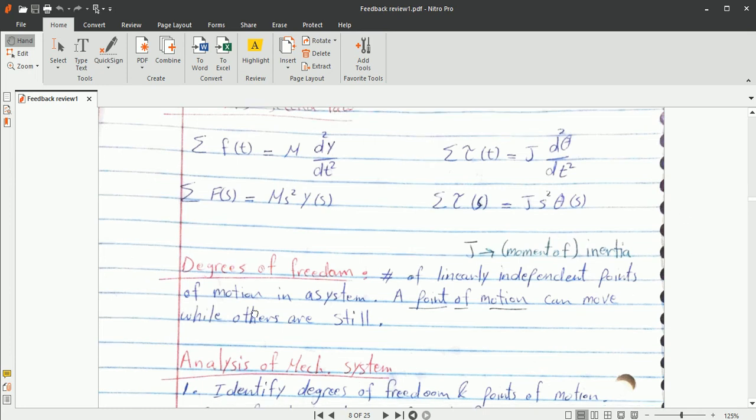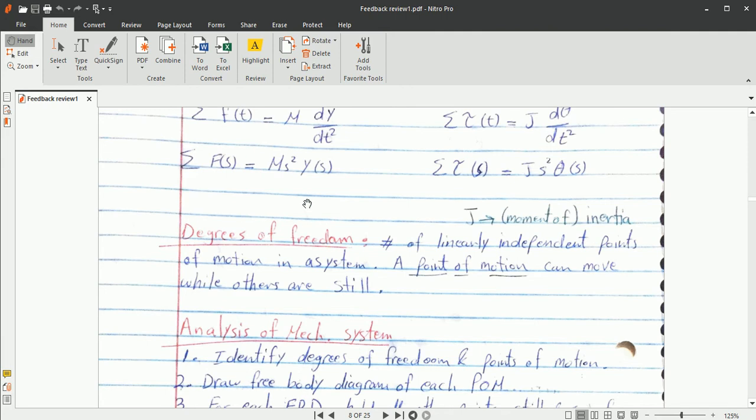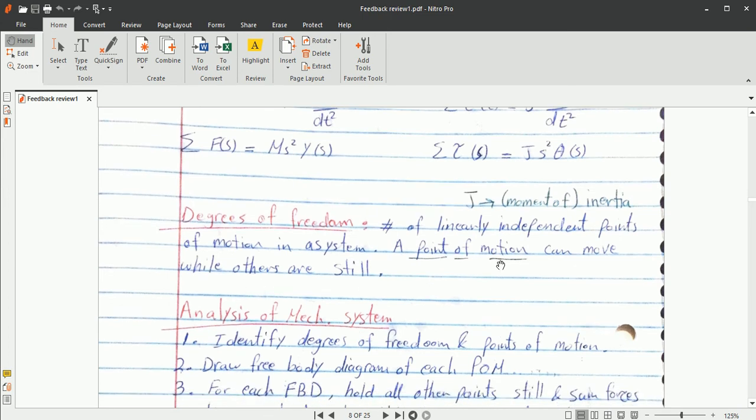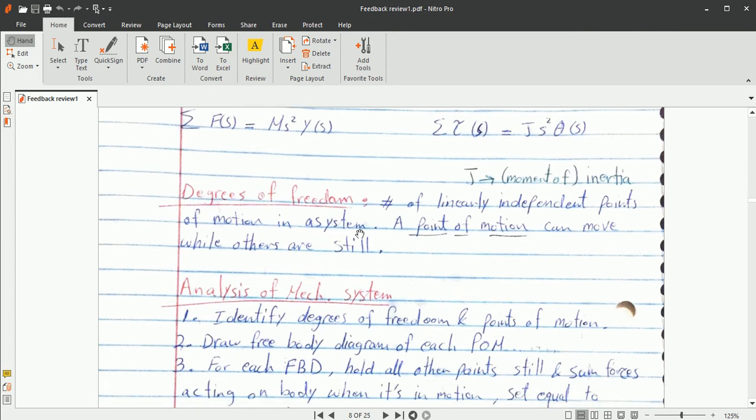So what are the degrees of freedom, or DOF? Degrees of freedom are basically the independent motions, like x and y are two independent variables. If you have a system in which you have two independent variables to describe the system, x and y, you have 2 degrees of freedom. And if you need 3 independent variables like x, y, z, you will have 3 degrees of freedom. So these are linearly independent points of motion in a system; a point of motion can move while others are still. So that point will be independent of all other points. The number of independent variables in a system is the degrees of freedom.